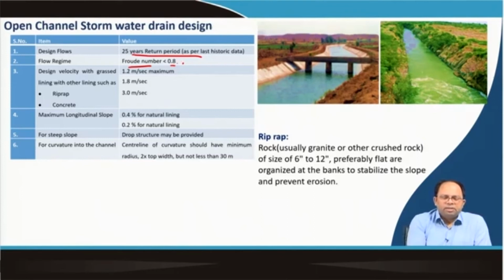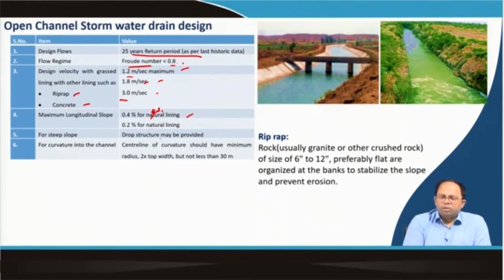So, Froude number is important. And then design velocity with grass lining and with other linings such as riprap and concrete is given: 1.2 meters, 1.8 meters and 3 meters per second. You can see that with normal lining like grasses, it is 1.2 meter per second. For riprap, where we put stones, it is 1.8, and for concrete we can have even 3 meter per second as drainage velocity. Longitudinal slope is given as around 0.4% for natural lining, and for artificial, it would be more, and less for natural.